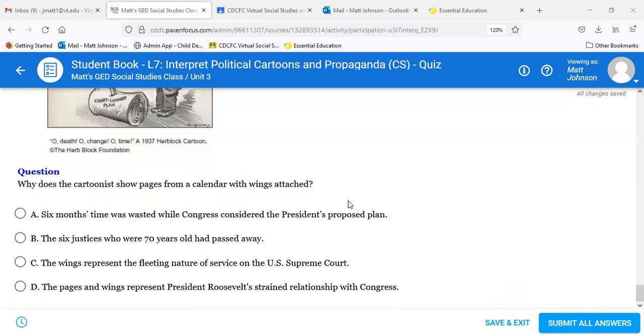And then last question here, Levon, I'll go to you here. So why does the cartoonist show pages from a calendar with wings attached?